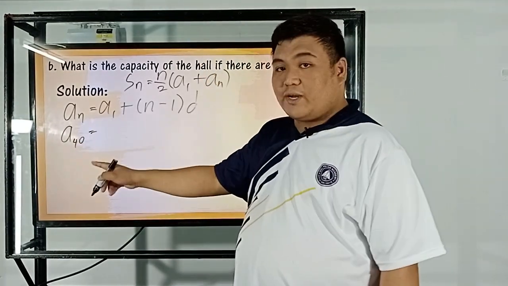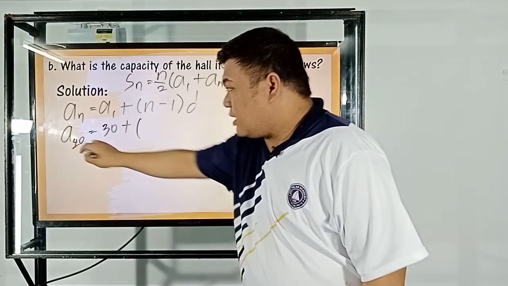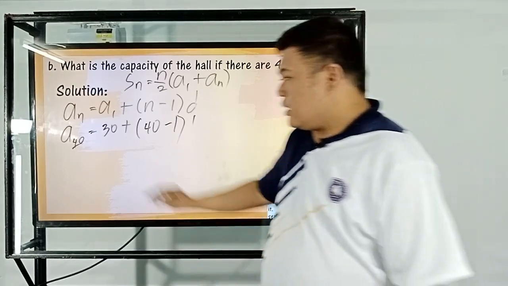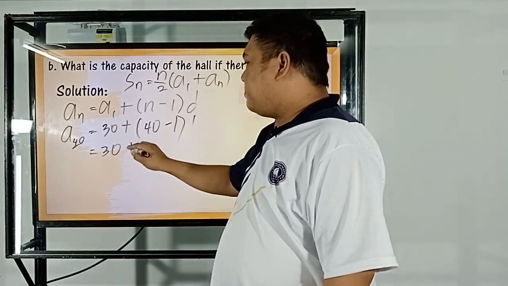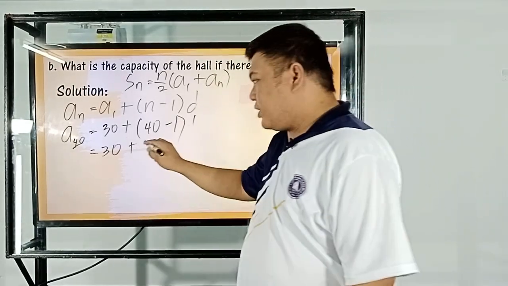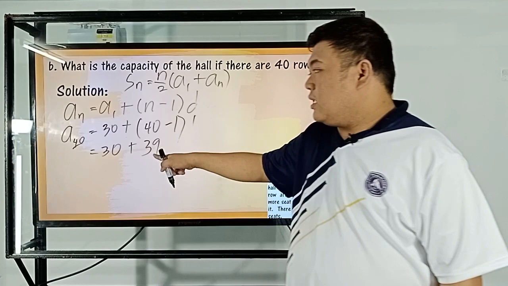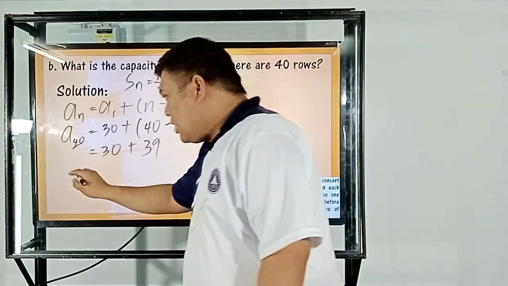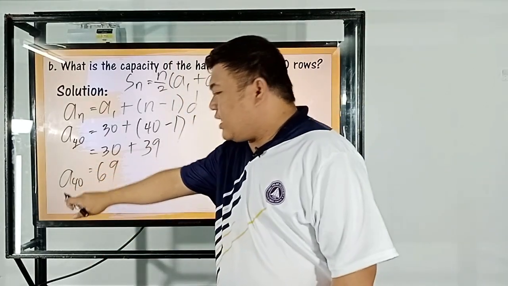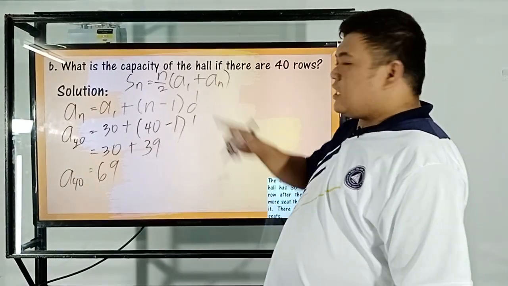So, that is equal to, first term natin sa given, 30 plus the value of n, yung naka-subscript, that is 40 minus 1 times the common difference, 1. So, we will have 30 plus 40 minus 1 is 39, and 39 times 1 is 39. And 30 plus 39, so therefore, the 40th term is 69. Ibig sabihin, dun sa pinaka-40th row ng upuan, there will be 69 chairs. Now, pwede natin makuha si sum.